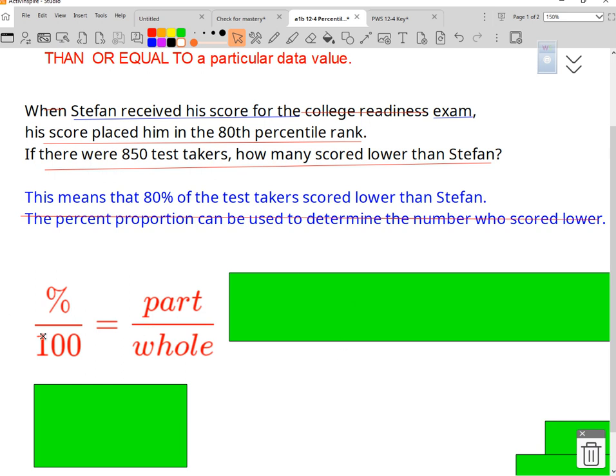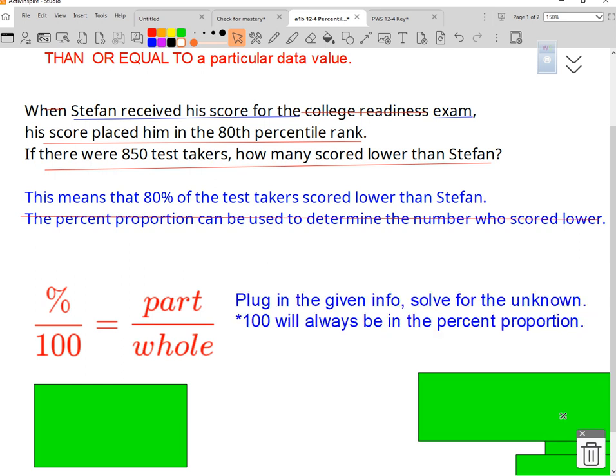So there's one part of this that always stays what it is right now. Do you guys remember? What's the part of this that never changes, this percent proportion? The 100 always stays the same. So we're going to plug in the given info and then solve for the unknown. Remember that the 100 will always be in that proportion, percent proportion.